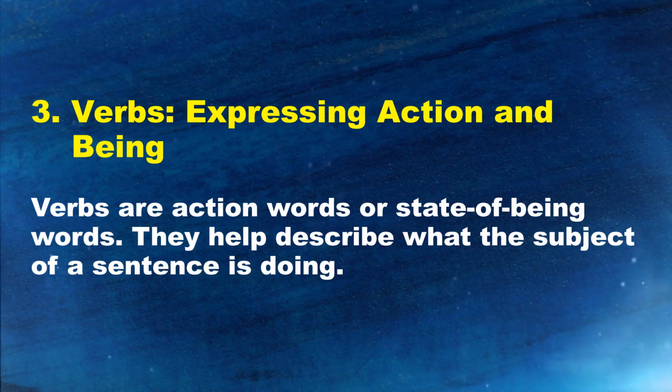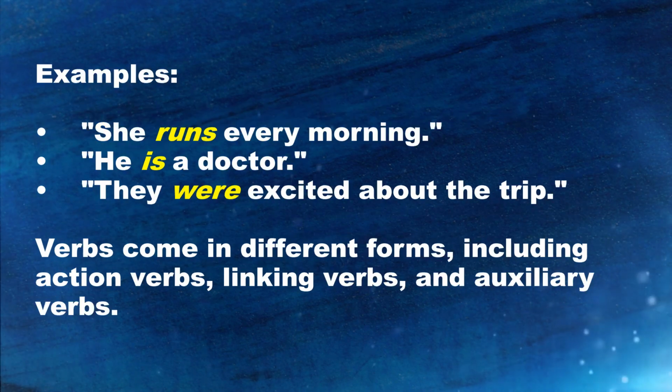Verbs are action words or state of being words. They help describe what the subject of a sentence is doing. Examples: she runs every morning. He is a doctor. They were excited about the trip. Verbs come in different forms, including action verbs, linking verbs, and auxiliary verbs.